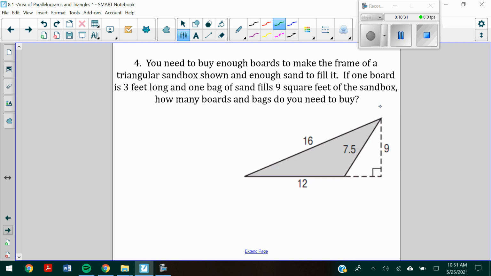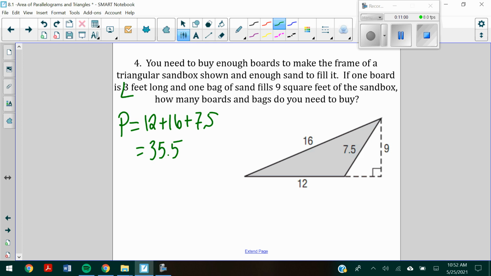All right, you need to buy enough boards to make a frame for this triangular sandbox shown and enough sand to fill it. If one board is 3 feet long and one bag of sand fills 9 square feet of the sandbox, how many boards and bags do you need to buy? So let's go ahead and start with perimeter. So 12 plus 16 plus 7.5. So if we add those all up, we're going to get a perimeter of 35.5.